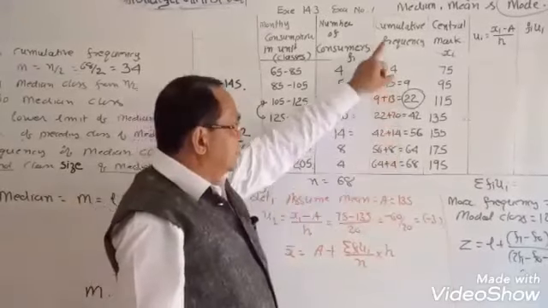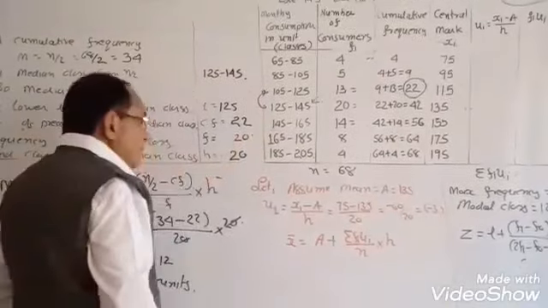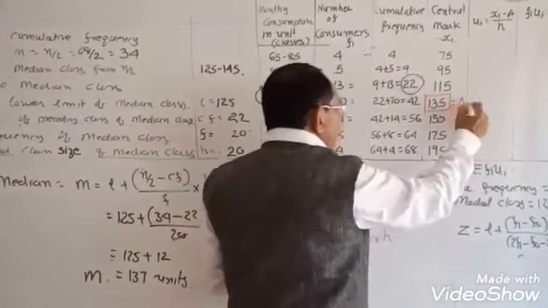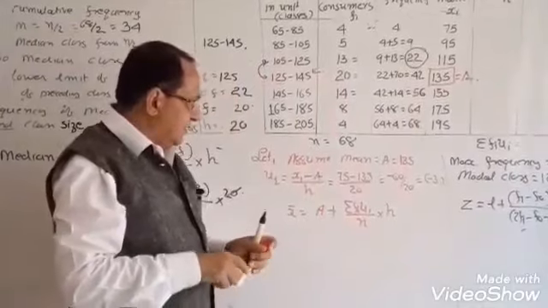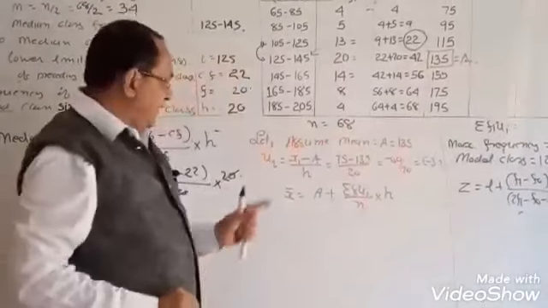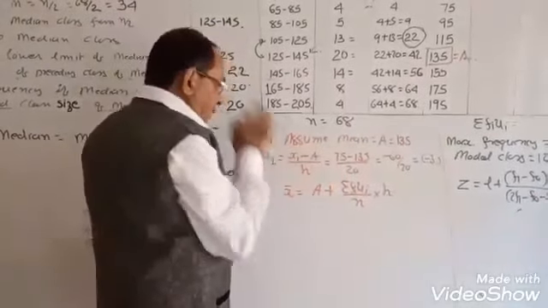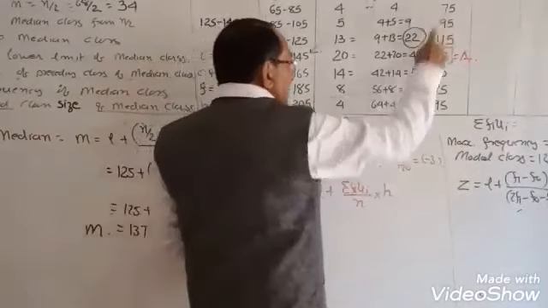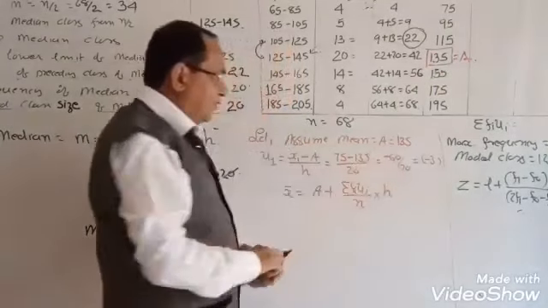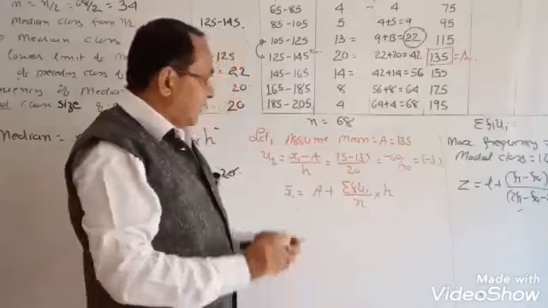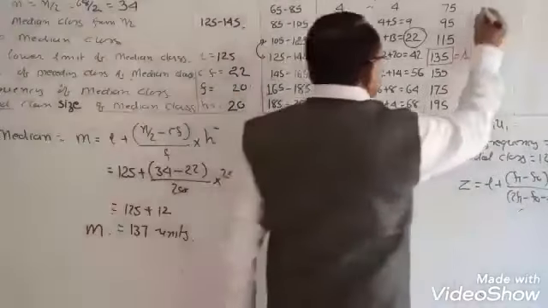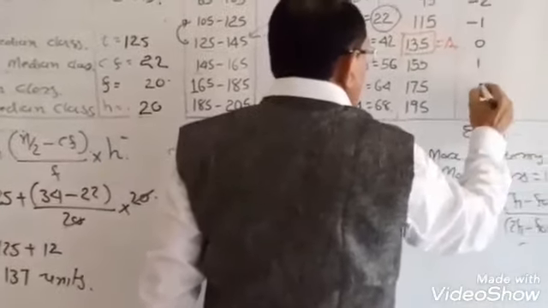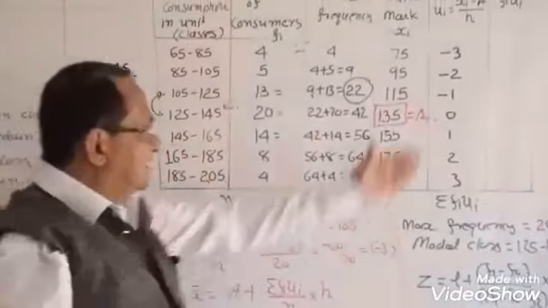In step deviation, first of all you have to choose an assumed mean. Assuming a class, let the assumed mean a be 135. In the exam you also have to show one or two calculations. x1 minus a upon h: 75 minus 135 upon 20, minus 60 upon 20, is equal to minus 3. Then you will get minus 2, minus 1, 0, 1, 2, 3. The class length is equal so they come in sequence.